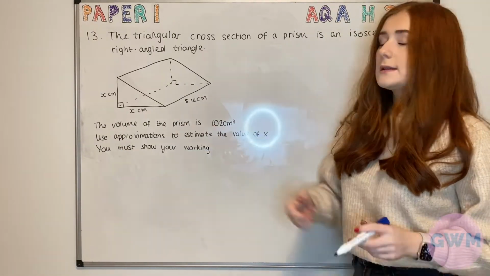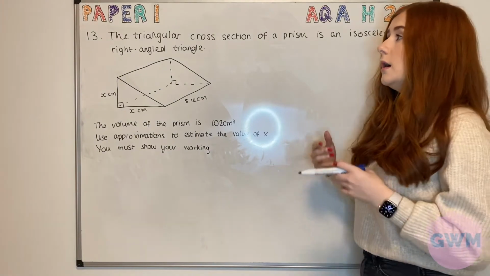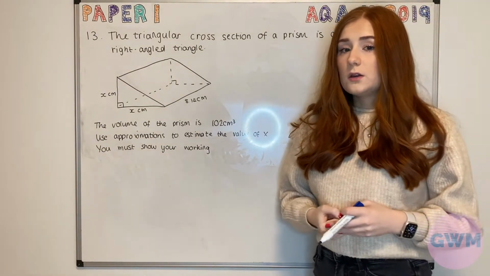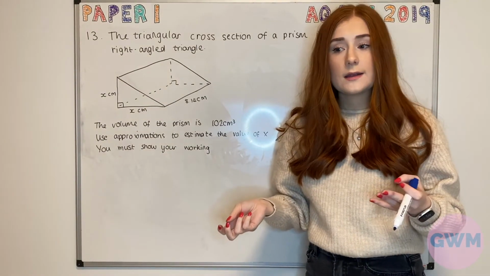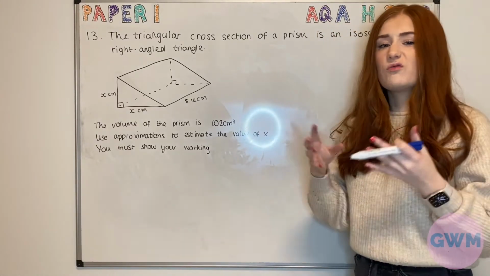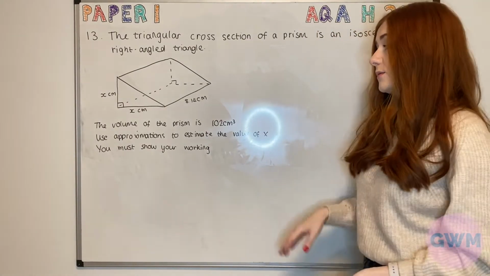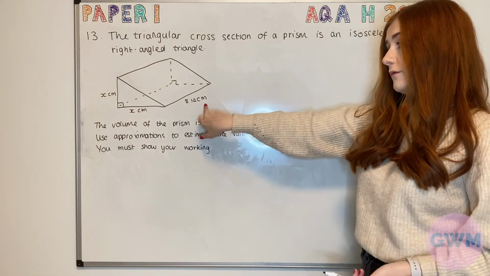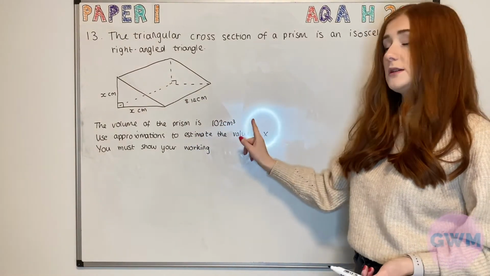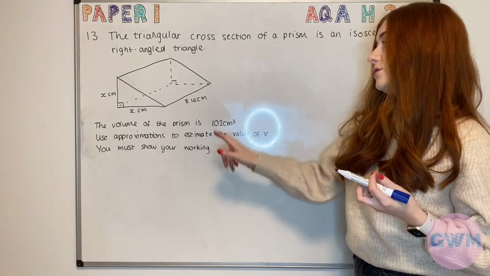Okay. Now let's look at the approximations. Approximations are tricky. You don't want to oversimplify it and make it a huge approximation to a really easy number, but you also need to simplify enough that you can work out the answer. So we have two numbers here. We have 8.14 centimetres and 102 centimetres cubed. So let's approximate those two numbers.